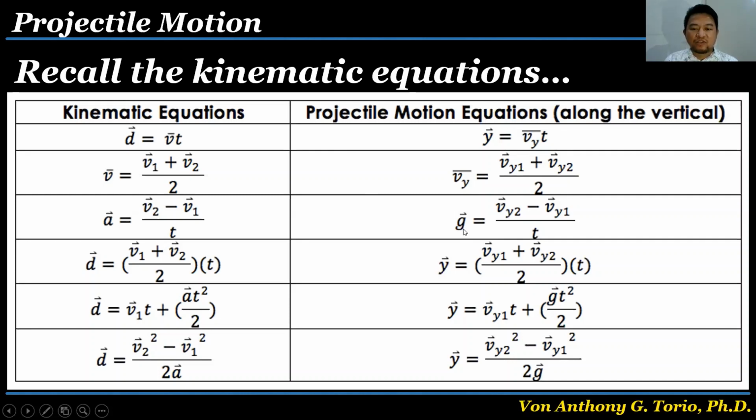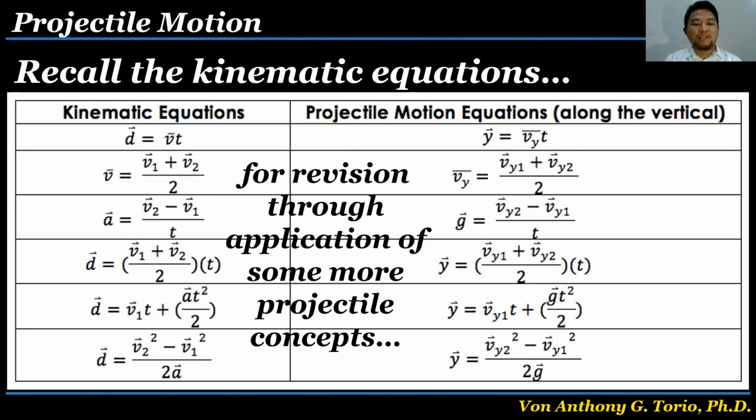And since what's considered constant in our projectile motion topic is g, we replace our symbol for acceleration with g, or with the value negative 9.81 meters per second squared, or negative 10 meters per second squared.